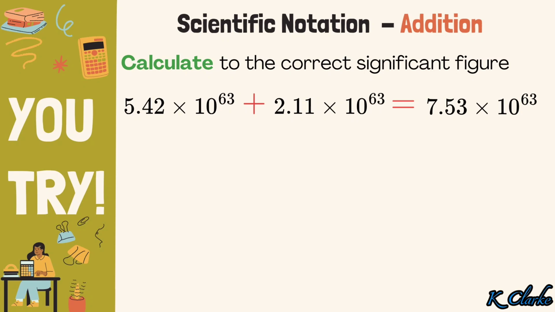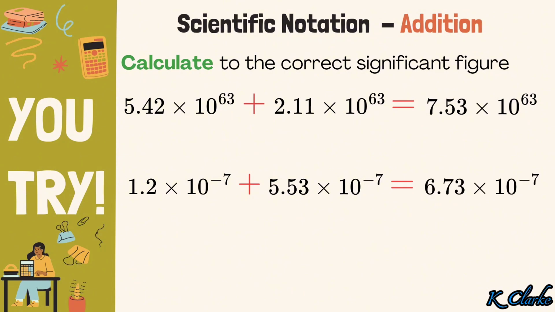Calculate 1.2 times 10 to the power of negative 7 plus 5.53 times 10 to the power of negative 7. The answer is 6.73 times 10 to the power of negative 7.